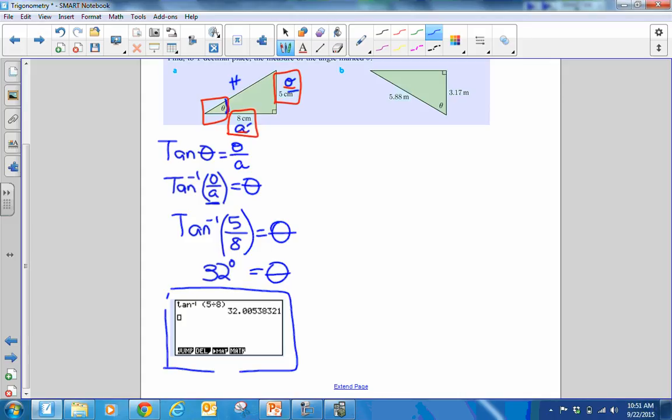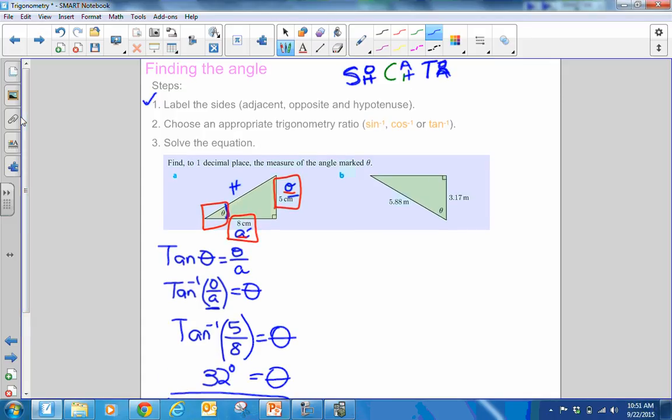Now, let's do the second one. For the second one, we need to label the triangle. So I put my finger here. The longest side is the hypotenuse, then adjacent, opposite. And again, I'll check what I have. Then I need to choose the appropriate trigonometric ratio. So let's check what they're giving me. They're giving me the hypotenuse and the adjacent, and I need to find the angle.